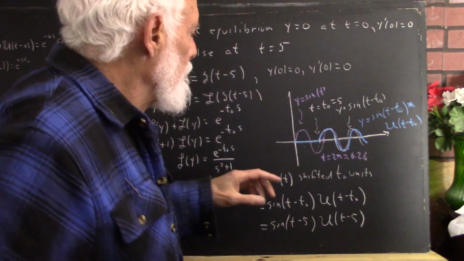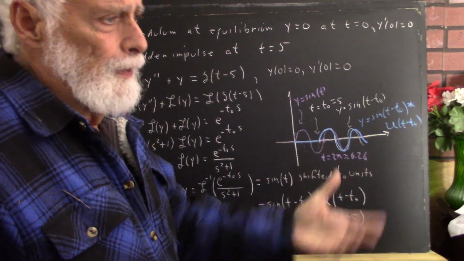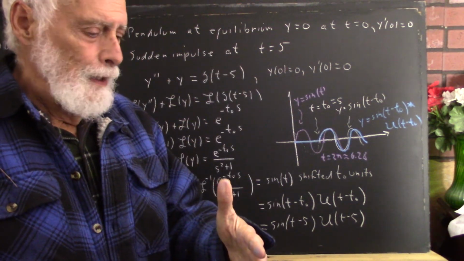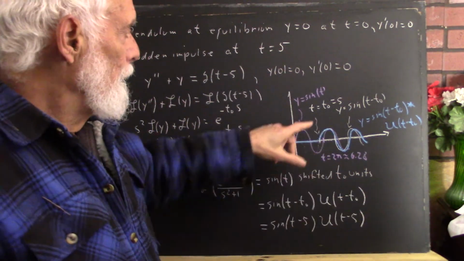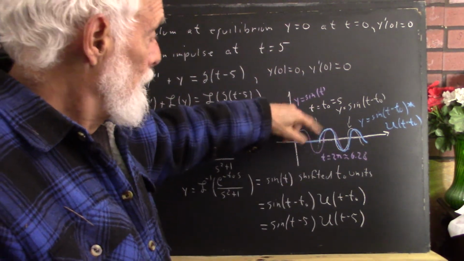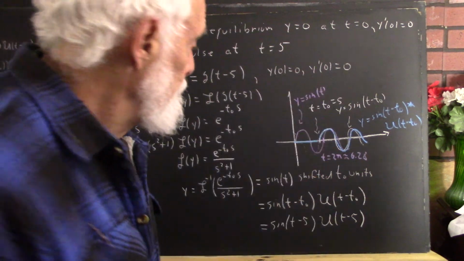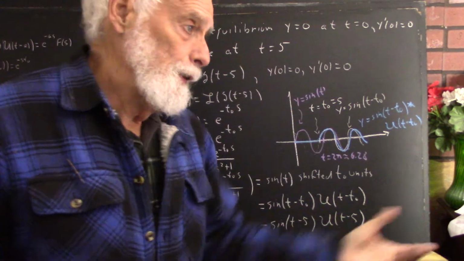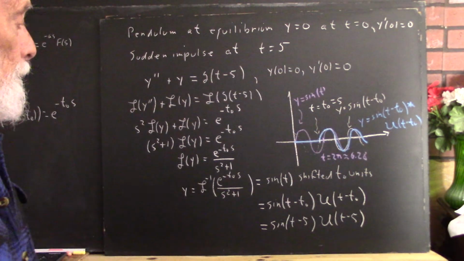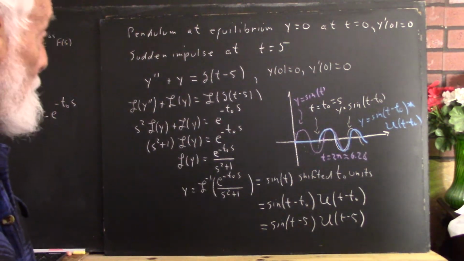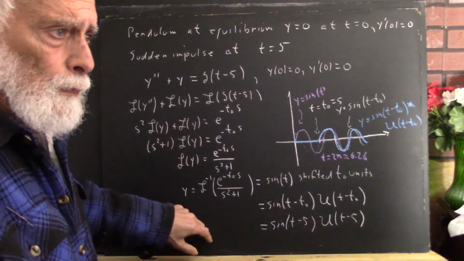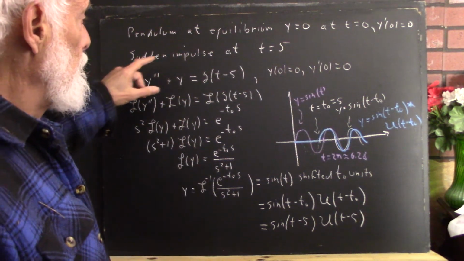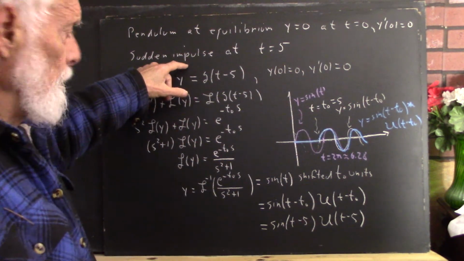Okay. There it is. Now what does this mean? This means a pendulum's at equilibrium, and it's sitting there at equilibrium until you whack it at t equals 5, and then it starts oscillating. So stationary, then it starts oscillating. And if it's an ideal pendulum, it just keeps going forever or until somebody stops it. One pretty straightforward application of the Dirac delta, of the unit impulse.